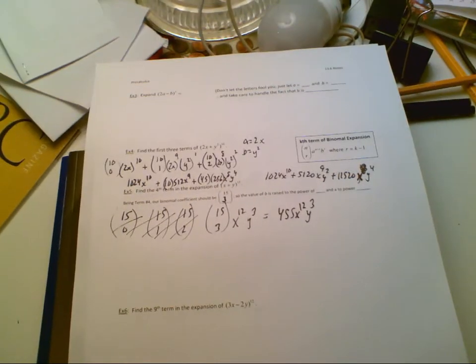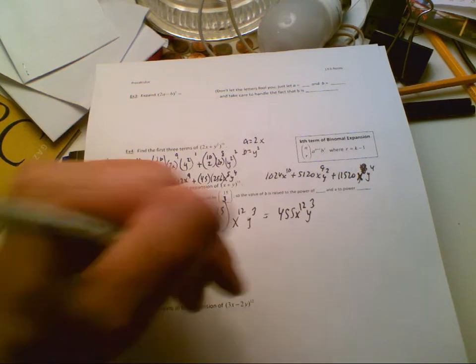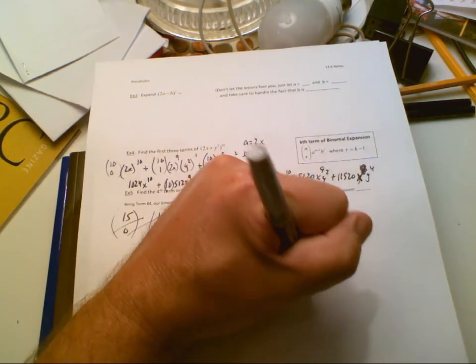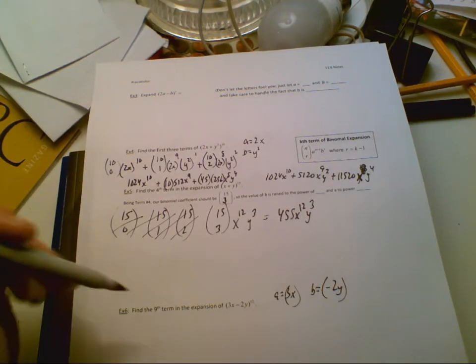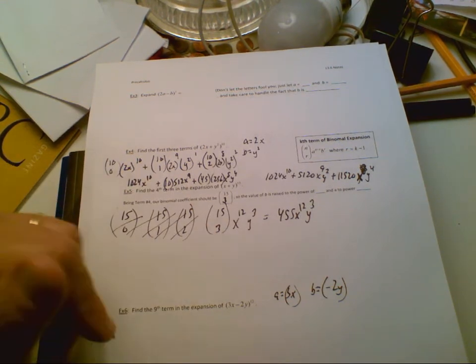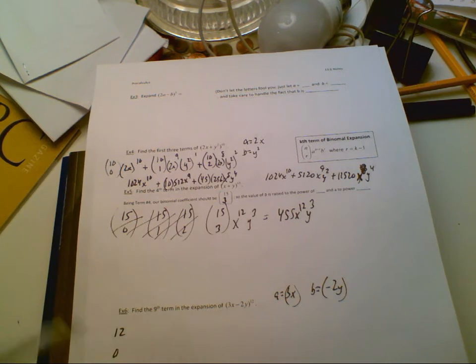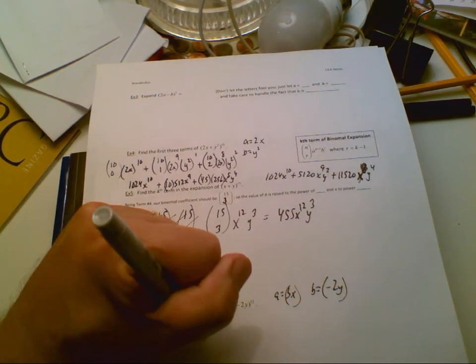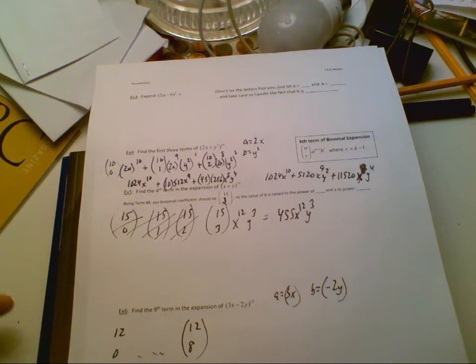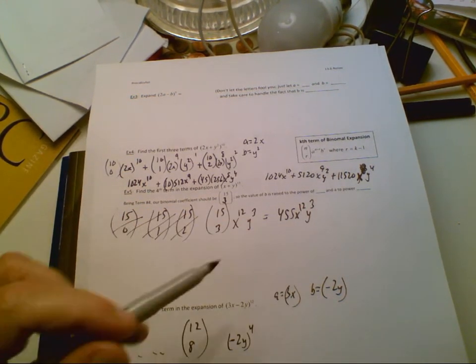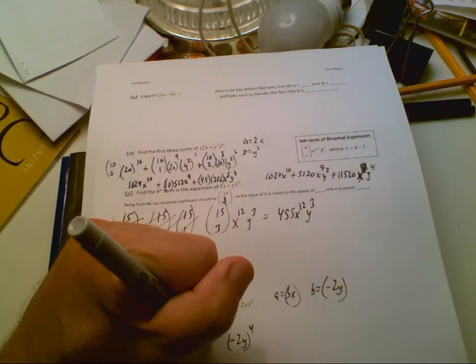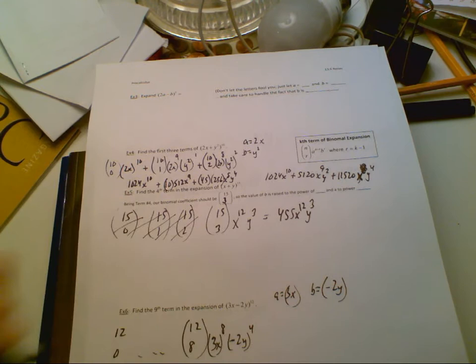Let's try it one more time. The ninth term in the expansion, 3x minus 2y to the 12th. Well, a equals 3x, b equals negative 2y. And I'll just put parentheses around them for safety's sake. I want the ninth term. Remember, what do I start with? 12, 0. If I go to the ninth term, I know it's going to look like 12, 8. There's my coefficient, okay? B goes to that power. What's B? Negative 2y to the 4th. What's my other piece? A. That becomes 3x to the power 8.